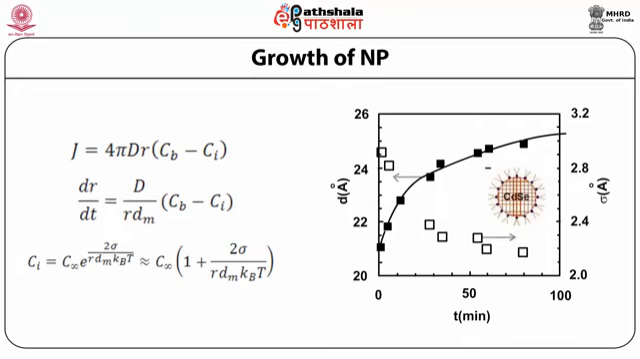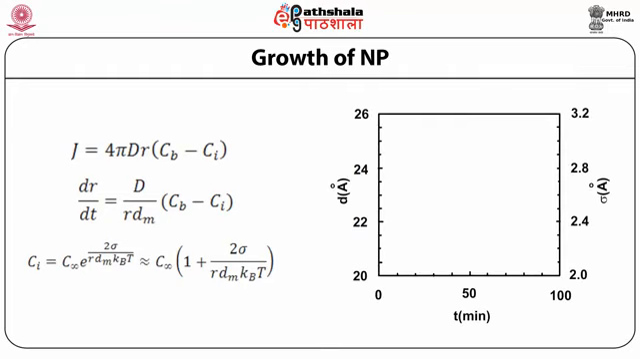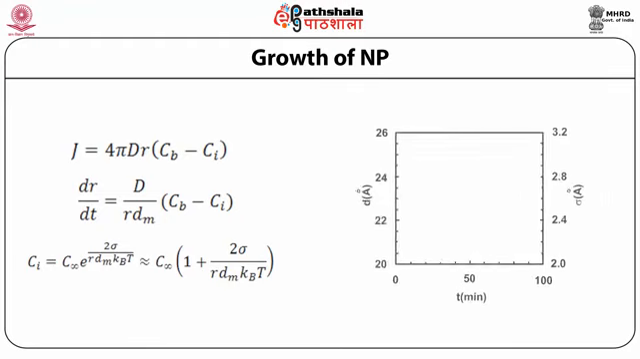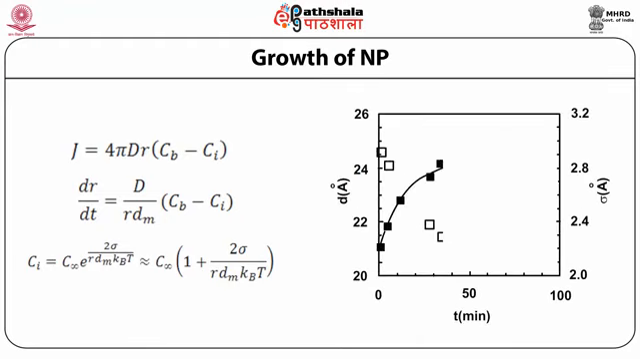and is given by Ci equals C infinity multiplied by exponential of 2σVm/(rkT), approximately equal to C infinity multiplied by (1 plus 2σVm/(rkT)). So in this equation, C infinity is the vapor pressure of a flat surface, and σ is the surface tension.